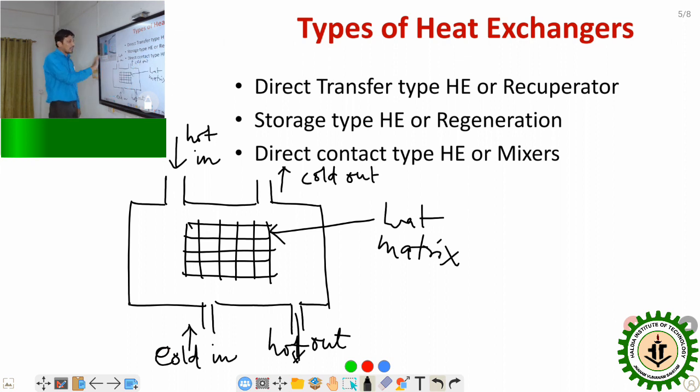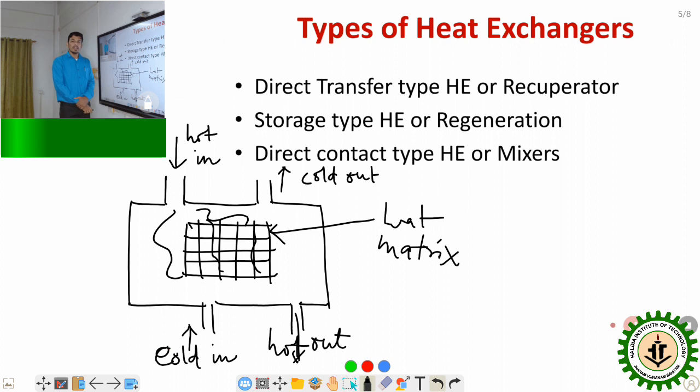Now what will happen? At a time we do not allow the two fluids to pass through this heat exchanger. Now in the first interval of time we will allow the hot fluid to pass inside this inlet pipe. That fluid will be passing over this heat matrix. Now this heat matrix has the ability to store heat. So what will happen?